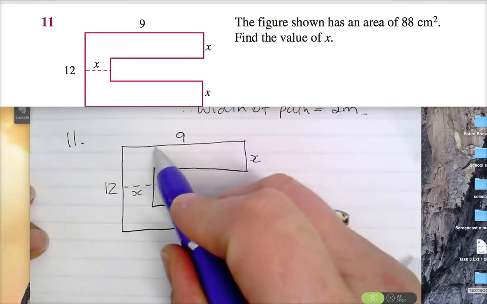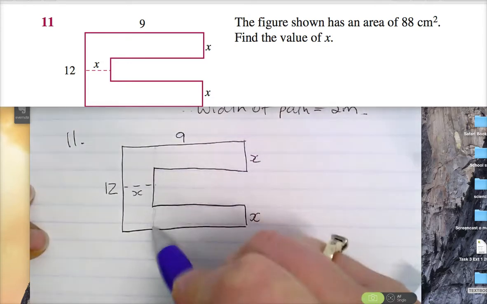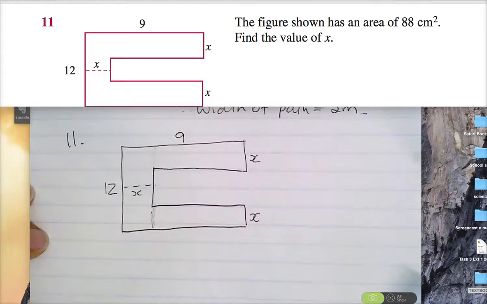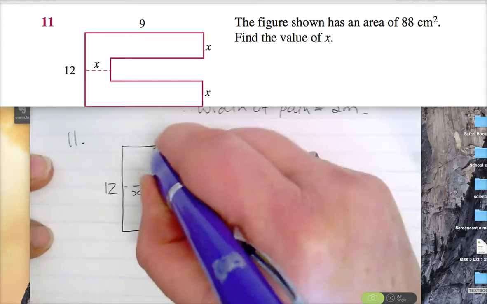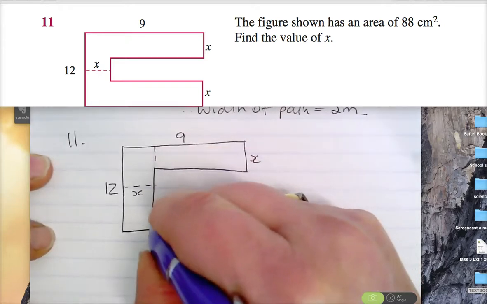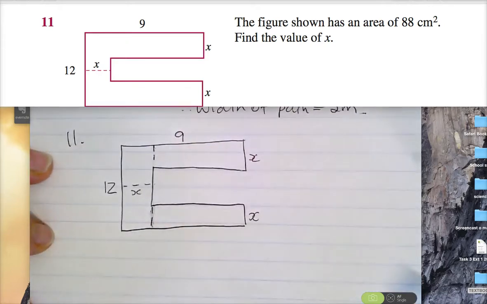You can either put the dividing lines down here, which is okay. I'm going to put the dividing line down here. Now I need the area. Why don't you figure out the overall? I can do it 2 ways. Oh yeah, we can do the overall, but what are you going to take away?